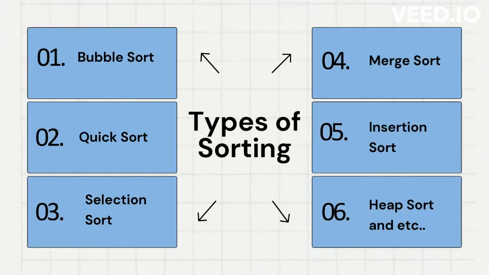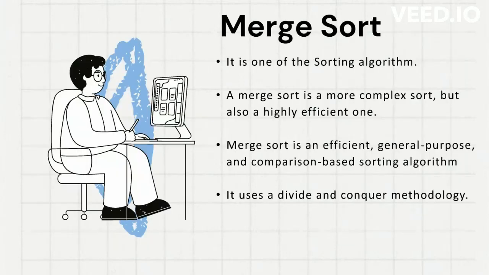There are different types of sorting: bubble sort, quick sort, selection sort, merge sort, insertion sort, heap sort, etc. From this, we will discuss the merge sort algorithm. Merge sort is defined as a sorting algorithm that works by dividing an array into smaller subarrays, sorting each subarray and then merging the sorted subarrays back together to form the final sorted array.